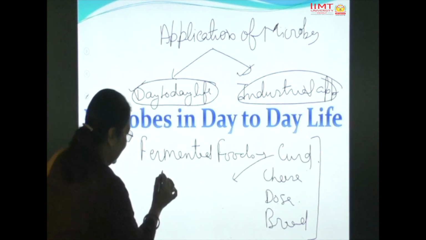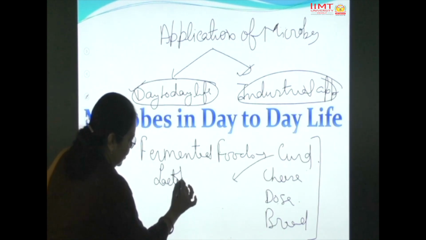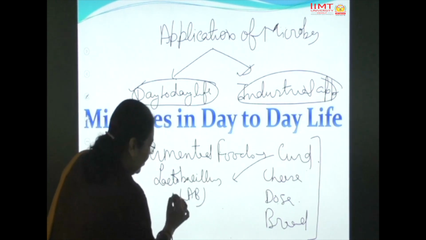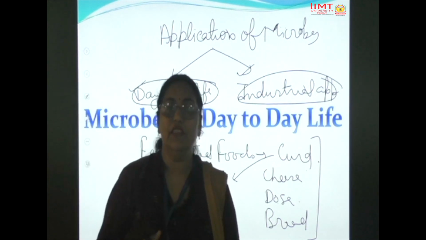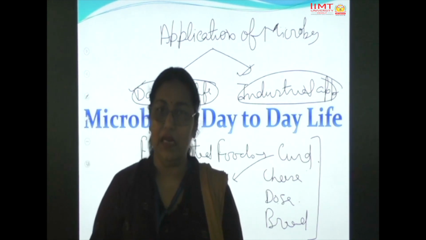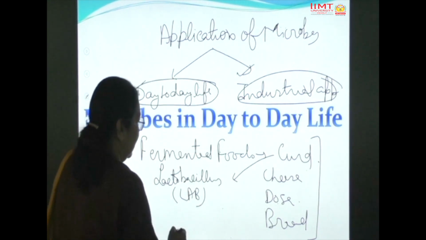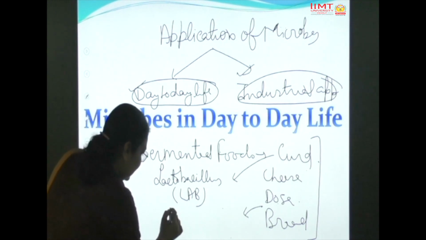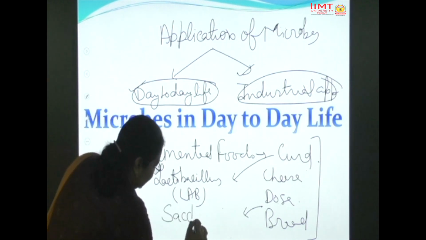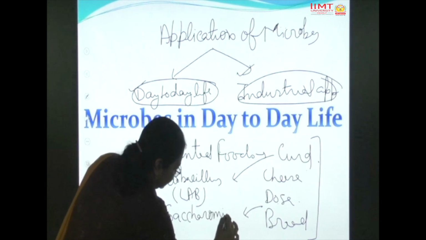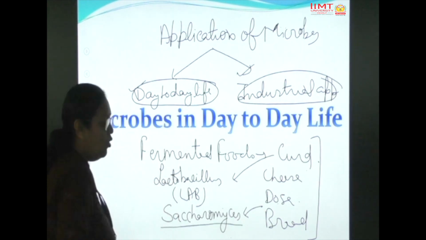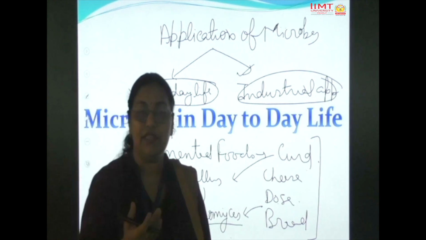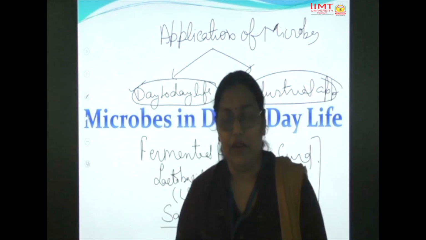In curd, Lactobacillus, a lactic acid bacterium, helps in the formation of curd, that is, it helps in the coagulation of milk and produces curd. In making of bread and dosas, there is a yeast named Saccharomyces, also commonly known as baker's yeast. It is used to ferment and raise the dough and bread is made.